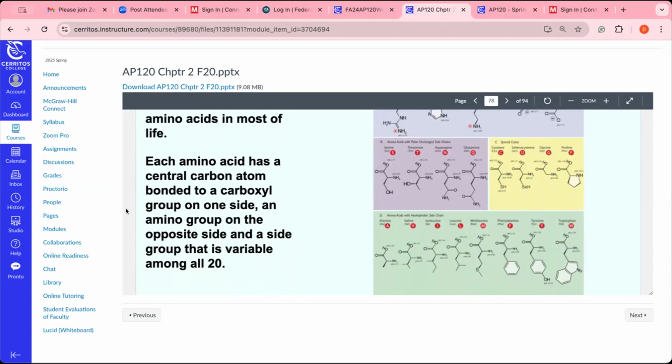So the amino acids that build proteins differ most by their R group. And these are just some of the different amino acids that you can see there.